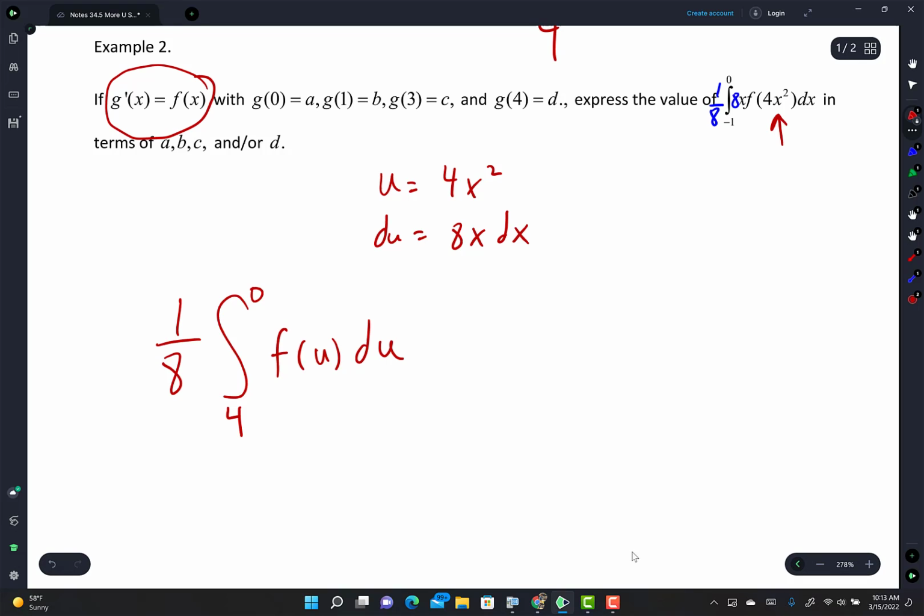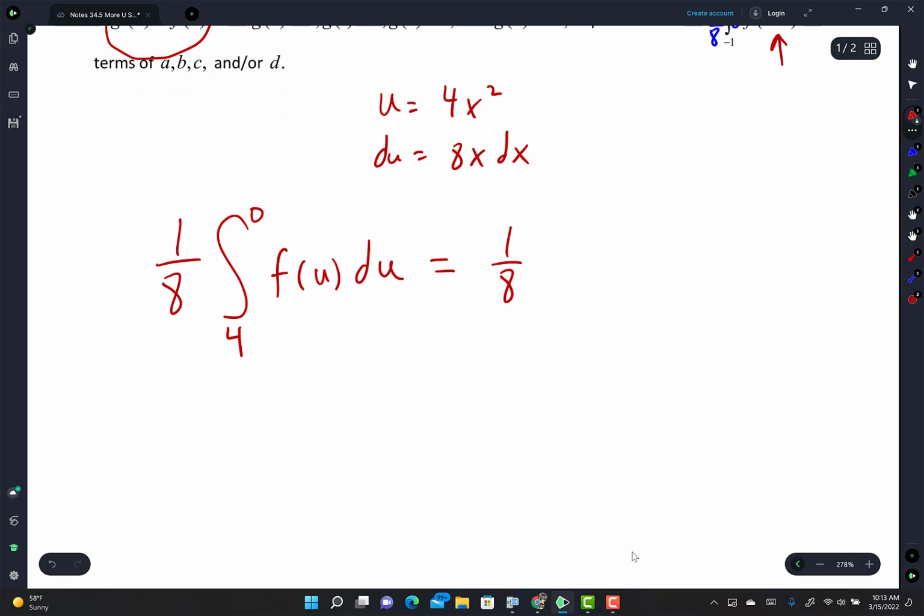Look at this piece of information that they're telling me here. They're telling me that g prime equals f. So what's the antiderivative of f? There are no symbols, so this means g prime of u is equal to f of u. Does that make sense to you guys? Okay, so I'm just going to write 1/8 integral 4 to 0, g prime of u. Is everyone okay with what I just did?